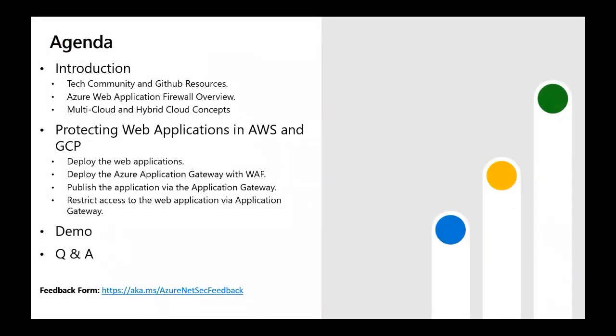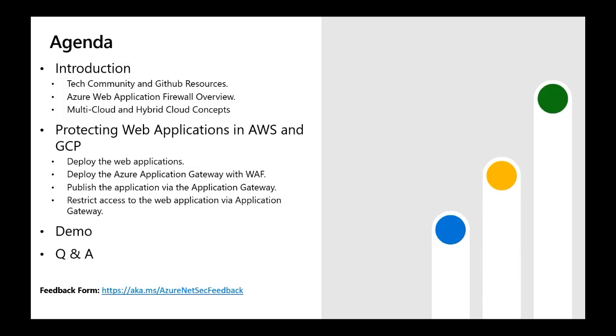In today's agenda, we'll go through a quick introduction. We'll show you about our resources, where they're located, and where you can access them. We'll also go through an overview of Azure Web Application Firewall, and we'll take a look at multi-cloud and hybrid cloud scenarios. In the second part, we'll take a look at how you can actually protect web applications in AWS and GCP.